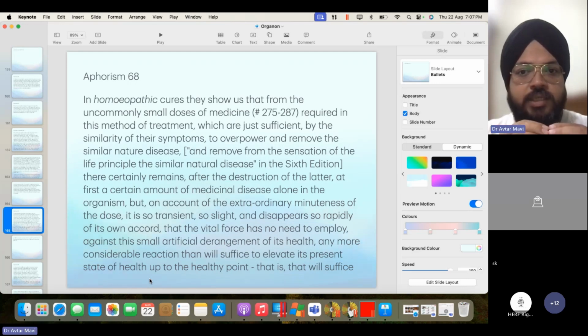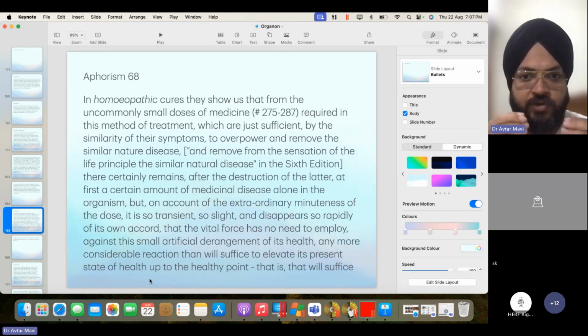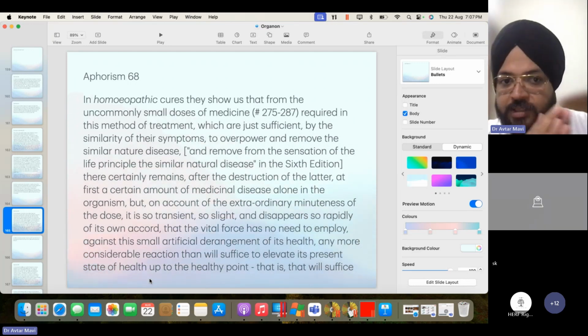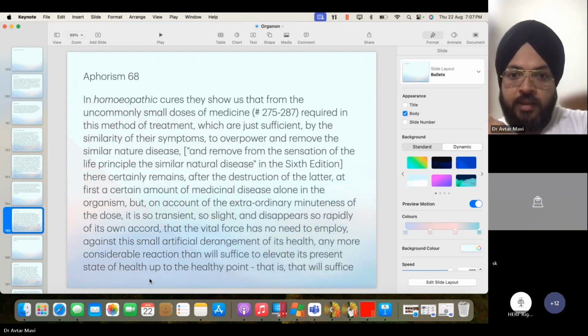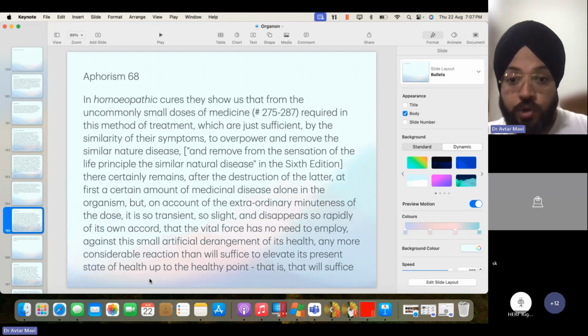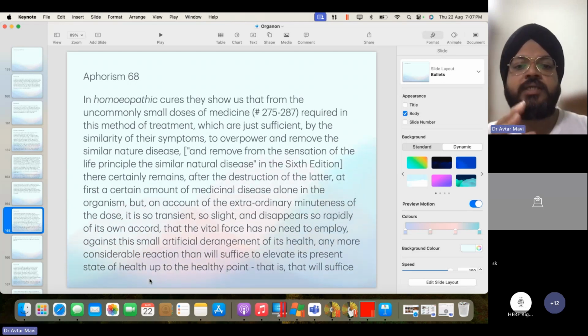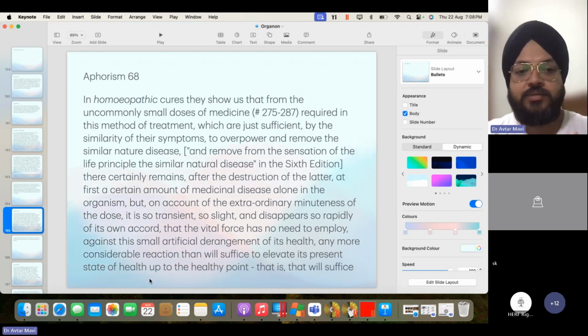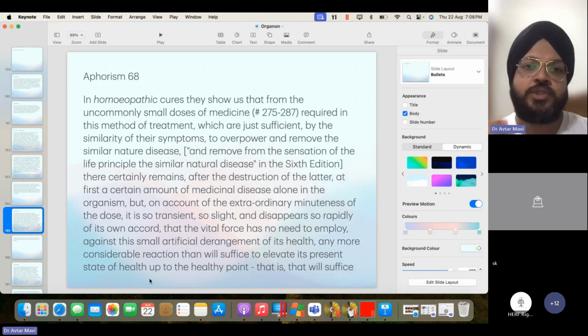So he's saying that this dose is just sufficient. It produces the similarity of the symptom, and it overpowers and removes the similar natural disease. So when the disease is removed, the action of the medicinal disease is still there in the body. But because it is so small a dose, very transiently, very slightly, very quickly, it disappears of its own accord, without the vital force having to do anything.